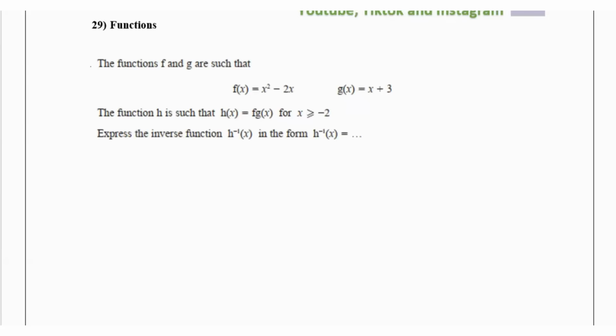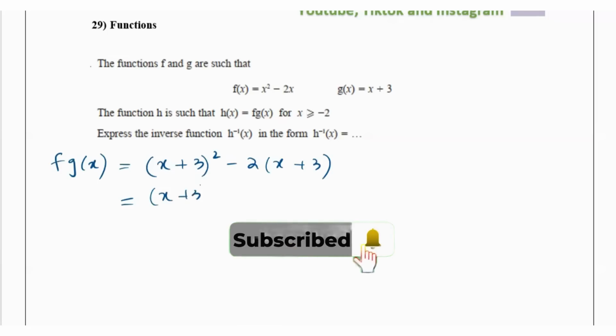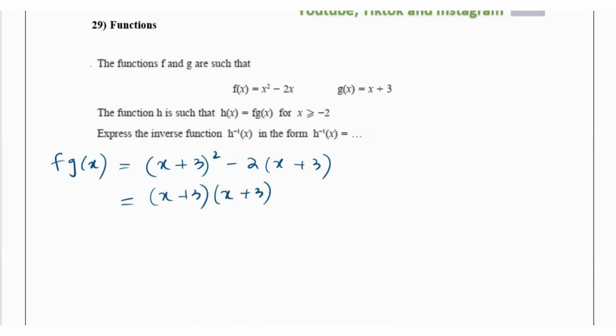So let's first make the composite function f of g of x. F of g of x means that we're substituting g of x in f of x. So x will be replaced by x plus 3 in f of x. X plus 3 whole square minus 2 times x plus 3. As you can see, wherever there was x in f of x, we replaced it with g of x, because g of x is the new domain of f of x. Expand the bracket. X plus 3 times x plus 3 minus 2x minus 6.